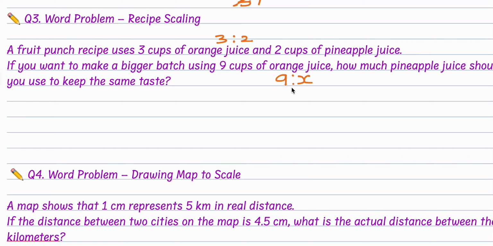Now this is missing, right? You have noticed that if I am writing it in the form of fraction, if numerator is of orange juice, then numerator will be of orange juice on the right hand side also. So numerator is orange juice and denominator is pineapple juice. This is how we write the ratios. This one is x. Okay, so now we need to find x, which is in the denominator.